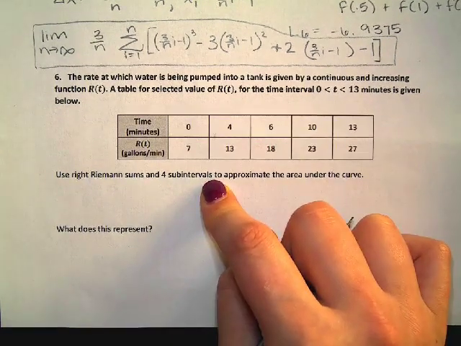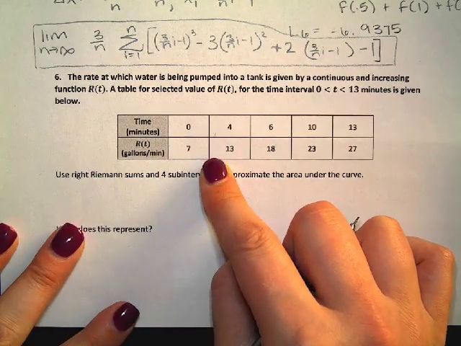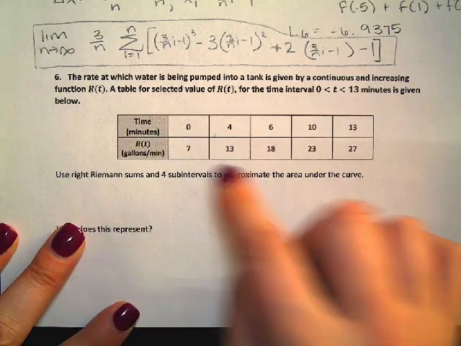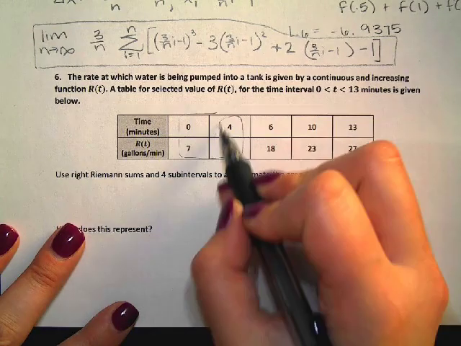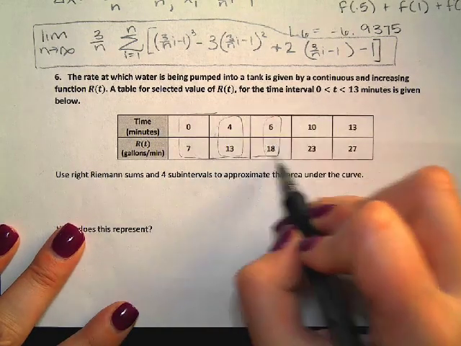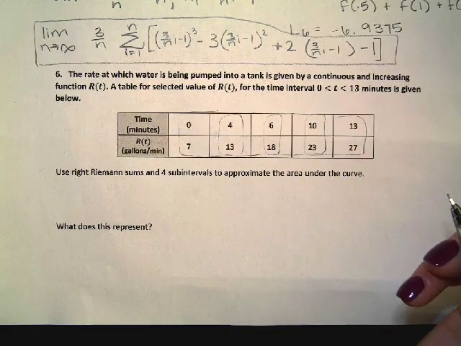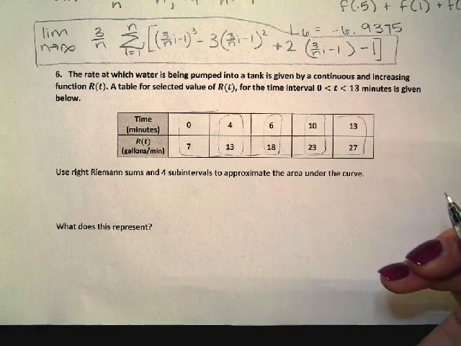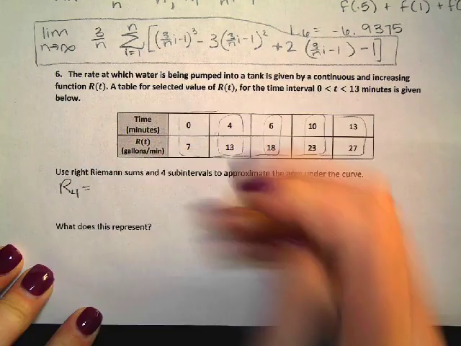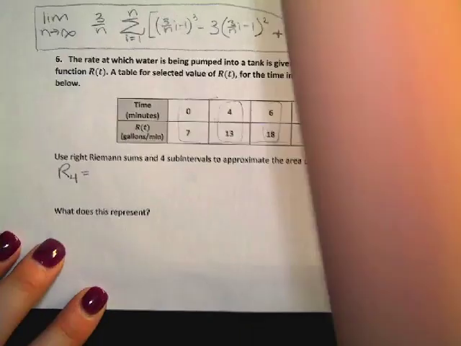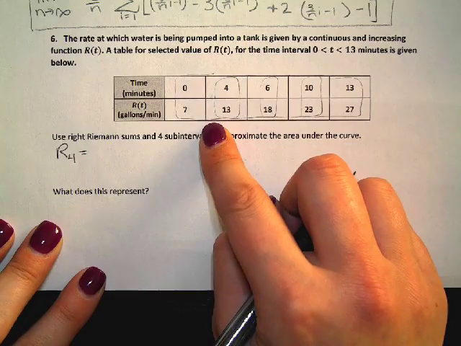Now, we have only looked at Riemann sums where they had equal subintervals, but if you look at this, are the subintervals going to be equal? They are not. The first subinterval is going to go from 0 to 4. The second subinterval is going to go from 4 to 6. The third one's going to go from 6 to 10, and then the fourth one's going to go from 10 to 13, and there's no way to avoid it. So, the right Riemann sum, it's not allowed. It is mathematically wrong, because if you were to do it, you would be assuming that they're linear in between the points, and they're not.